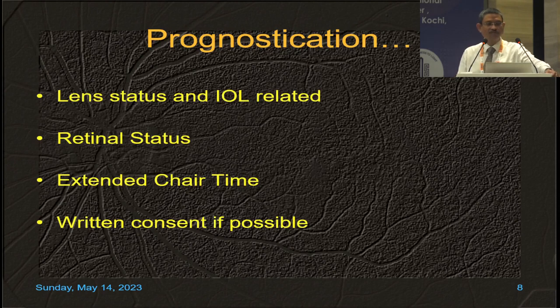For prognostication, the most important thing is lens status and the IOL-related prognostication. Whether you will be able to put an IOL or not in an intumescent cataract in a vitrectomized eye, there is always a chance of runaway rhexis. These are the situations we should consider. As Dr. Mukherjee was telling, precise prognostication of that particular case is very important, and it should be topped up with the previous retinal status, how it was before cataract development.